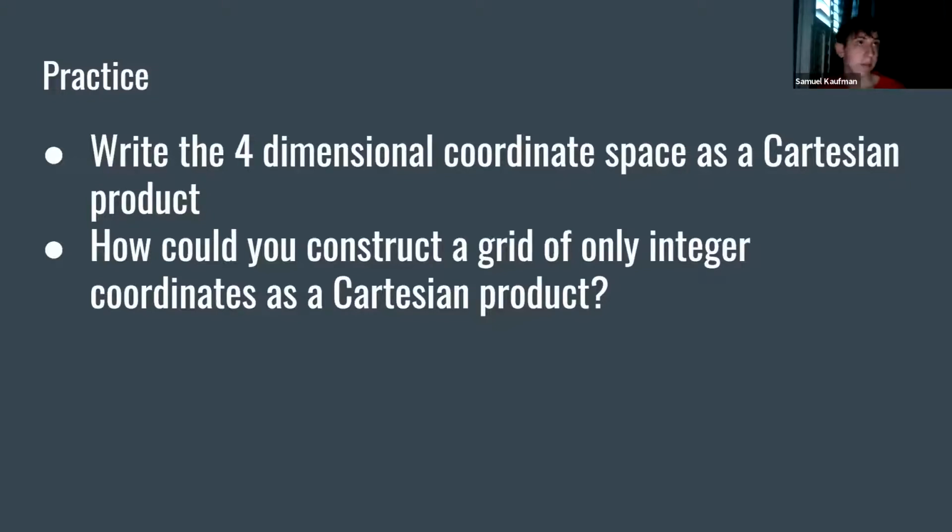Now, how about this next one? How could you construct a grid of only integer coordinates as a Cartesian product? So here we're talking about all the real numbers. So that also includes fractions like 1.5, 1.7, or decimals like 1/3, or pi. How about if we only care about integers, how could we create a 2-dimensional coordinate system as a Cartesian product? And as a hint, we write the integers using Z.